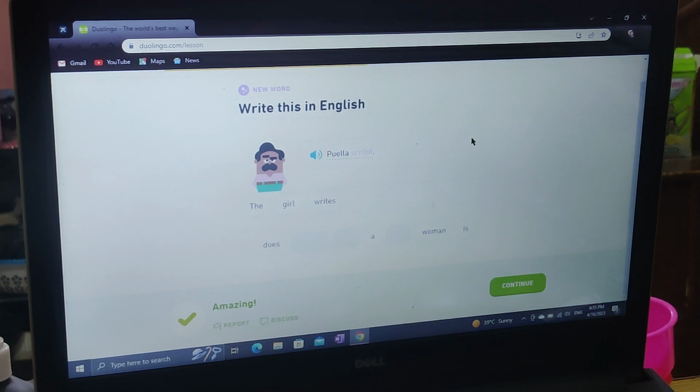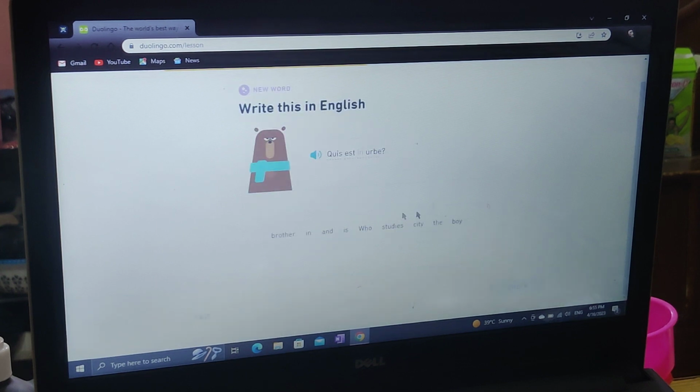Puella scribit. Puella scribit means the girl writes, or writes, or writing. You can use it in the writing too. I guess it would be like Puella ist scribit. Puella ist a scribit.